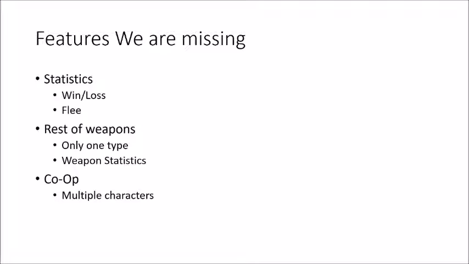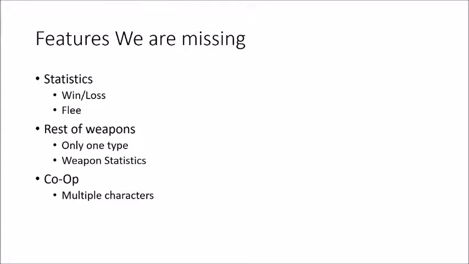Some of the features that we are missing are the statistics page, the rest of the weapons, and the co-op function. On the statistics page, we're going to probably have a win and loss counter and possibly a ratio from wins to losses and a flee counter. And then from the weapons page, we're also planning on adding in official weapon statistics so that when you click on the weapon, you can see their stats.